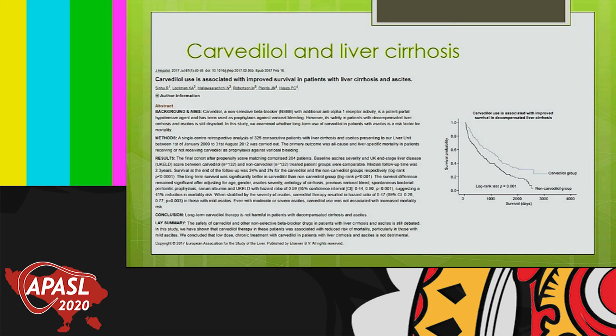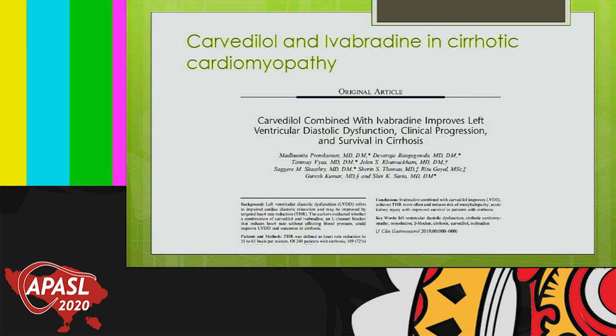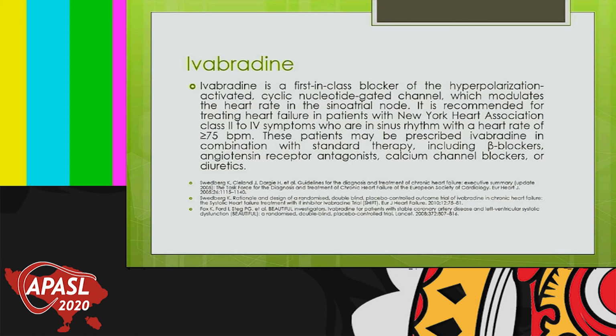In this study, the reduced carvedilol dose reduced the risk of death over a median duration of 49 months. And in fact, the survival at 1 year was 78% for carvedilol and 65% for non-carvedilol. So interesting. So this paper is where it gets interesting: carvedilol and ivabradine in cirrhotic cardiomyopathy. Now, ivabradine, some of you may have heard of, is quite a new drug. It's a drug that's used for treatment of heart failure. And you can use it in combination with other drugs like beta blockers.